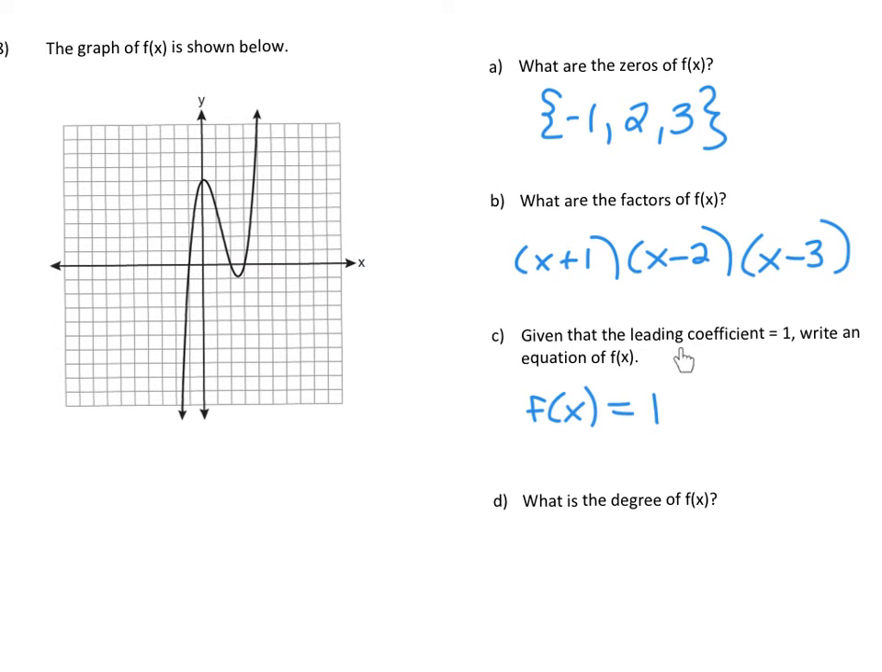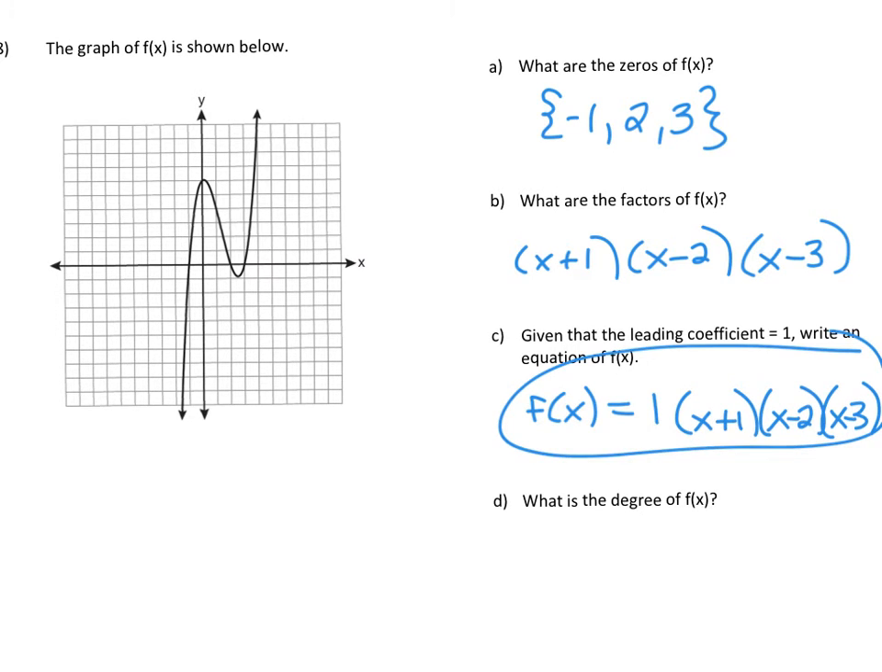And then it's really just going to be 1 times each of these factors. So 1 times x plus 1 times x minus 2 times x minus 3. Okay, this right here is the equation in factored form. These are its factors. Now, if you notice here, this equation has 3 directions. It goes up, down, and back up. This is called a cubic function.